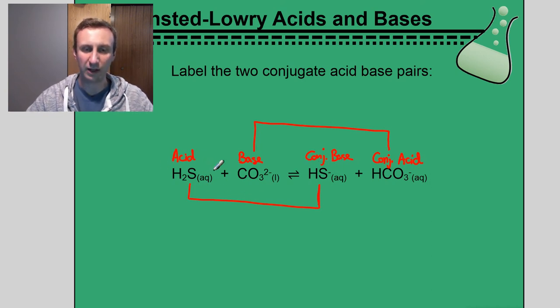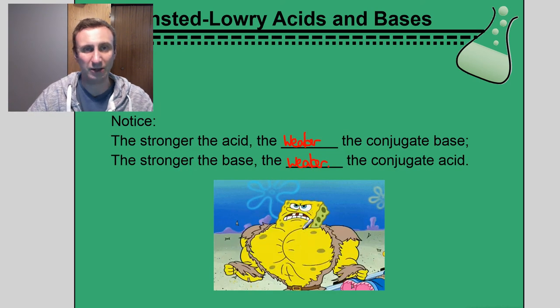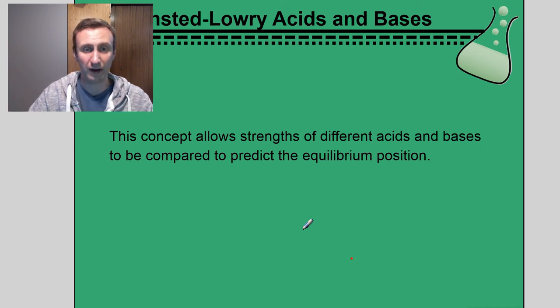Because this is a relatively strong acid for weak acids, this is going to be a very, very poor base. When I take a look at a strong acid, something like HCl, which right away when it goes into water just forms hydronium, but that's a later lesson, Cl- isn't even a base. It's so bad as a base, it doesn't act as a base at all. Anything above hydronium on the line, the conjugate bases for those acids do not act as a base whatsoever. This concept allows strengths of different acids and bases to be compared to predict the equilibrium position.